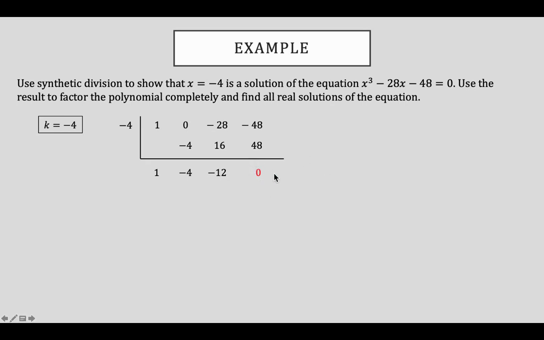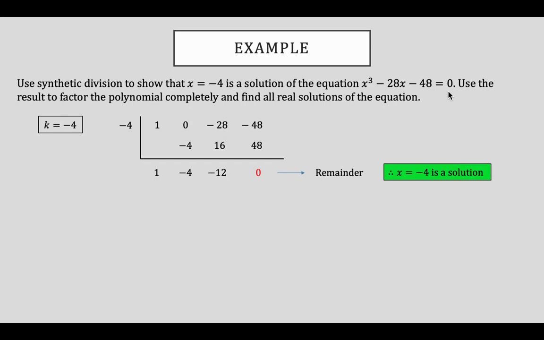All right, so what we just found is that f of negative 4 is equal to 0. If we were to plug in negative 4 for x into this cubic polynomial, we would indeed get 0. That means that x equals negative 4 is a solution to this equation. Our remainder being 0 shows that x equals negative 4 is a solution.